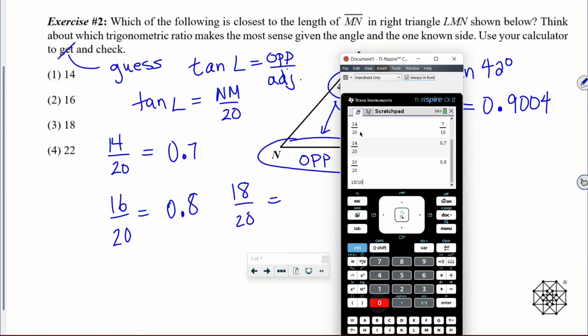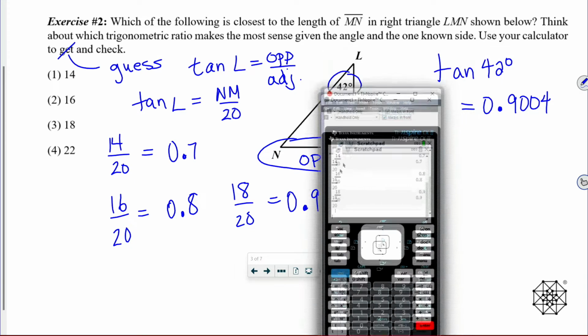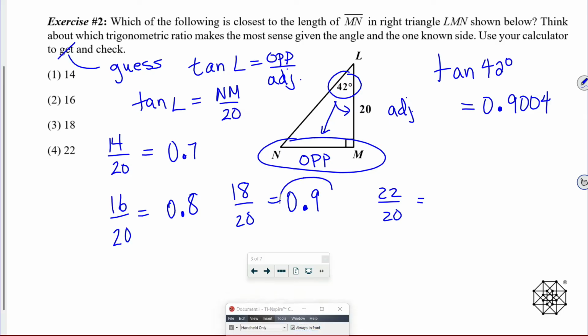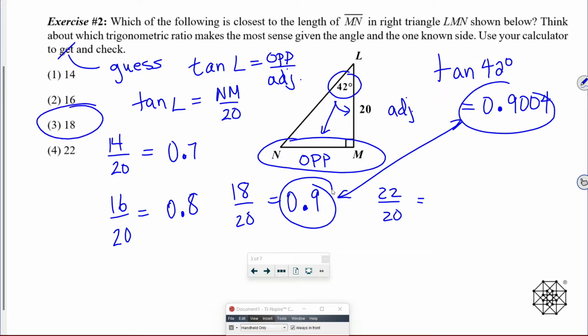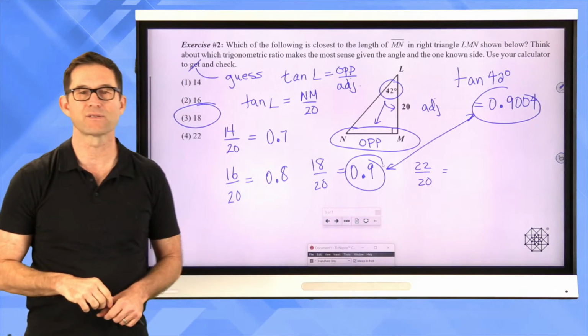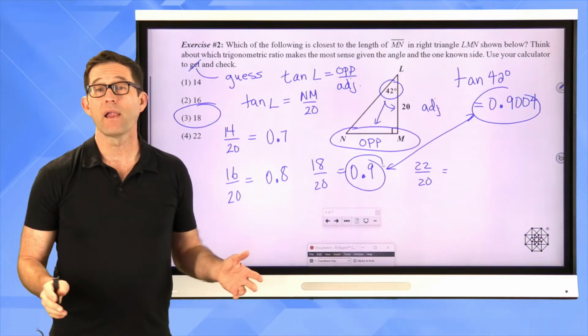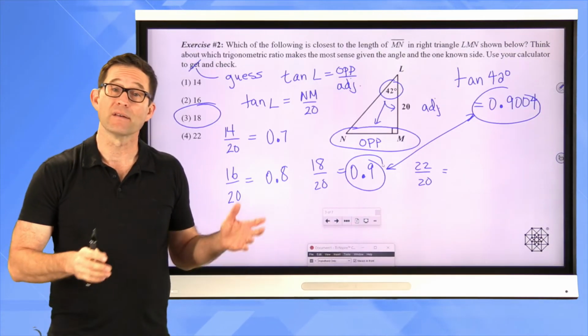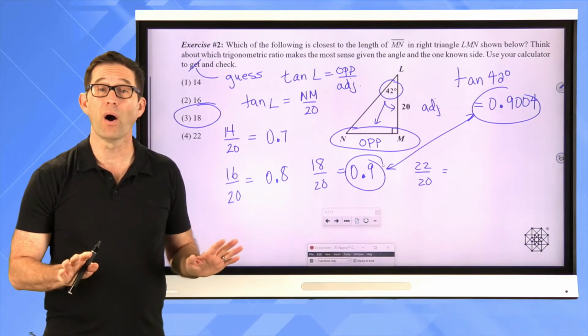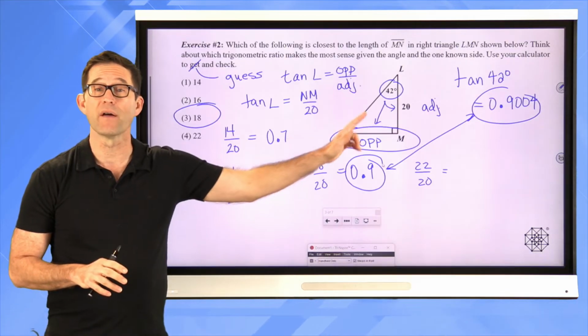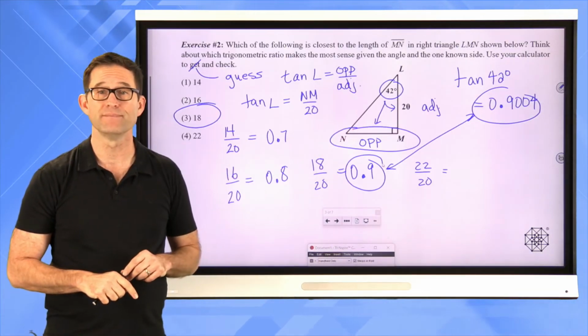18 divided by 20. Oh, I think that's it. 0.9. Right? 0.9, 0.9, roughly equal. And so choice 3 makes the most sense, right? Now, LM or NM is not going to be exactly equal to 18, but it's the closest based on the information that we're given in the problem.